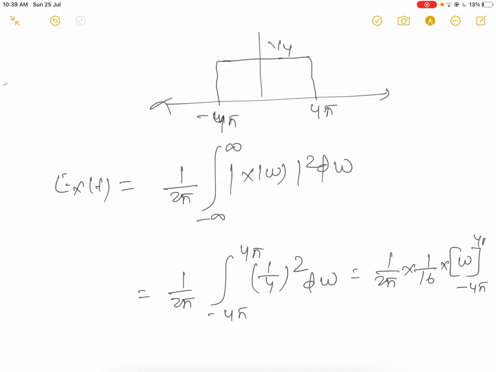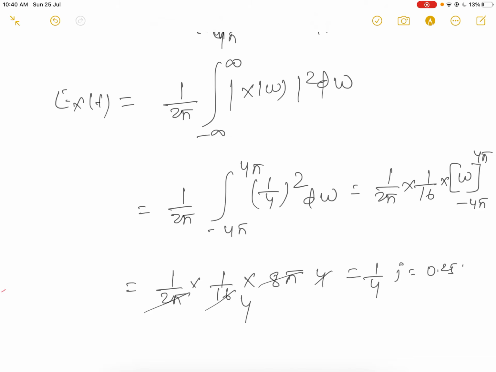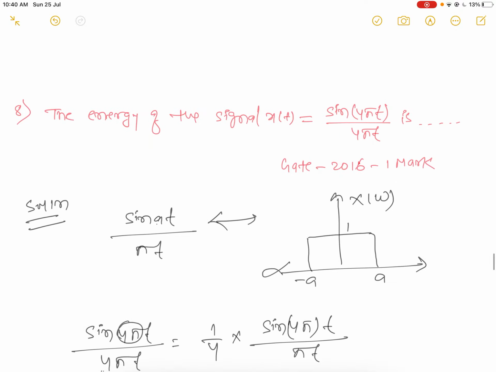minus 4 pi to 4 pi. So here 1 by 2 pi into 1 by 16 into 8 pi. Here is the 4, here is the 4, and our answer will be 1 by 4 joule or 0.25 joule. Now this one was asked in GATE 2016 for 1 mark.